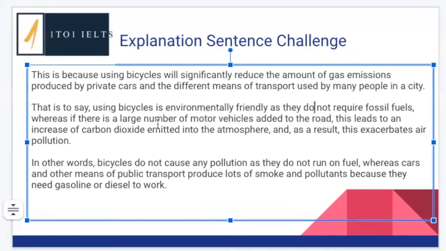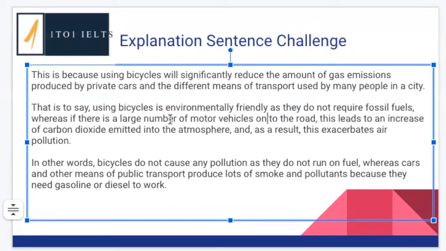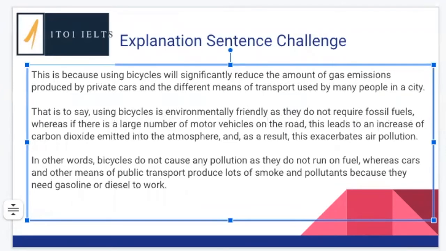Whereas if there is a large number of motor vehicles added to the road. We weren't saying that we're going to add them to the road, they're just simply on the road. Whereas if there are a large number of motor vehicles on the road, this leads to an increase of carbon dioxide emitted into the atmosphere, and as a result, this exacerbates air pollution. Apart from that, clear explanation, we're definitely explaining why riding bicycles would reduce pollution. So good job here. Moving on to our next one.